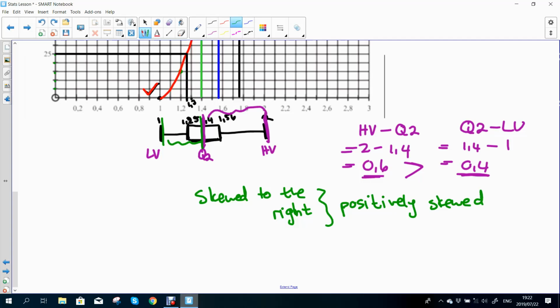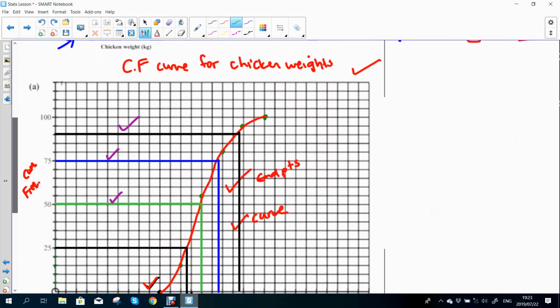If you had the other way around, so if the difference on your left hand side was bigger than the difference on your right hand side, then you would obviously be skewed to the left. Okay, so that's not a hard question, actually quite easy, lovely questions to do. Let's go to question 7.